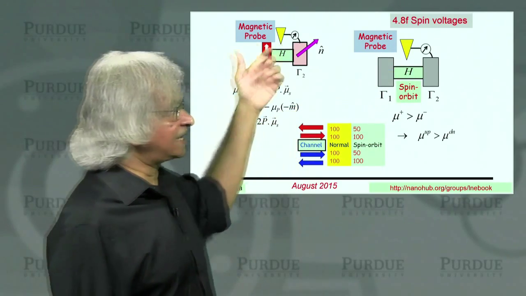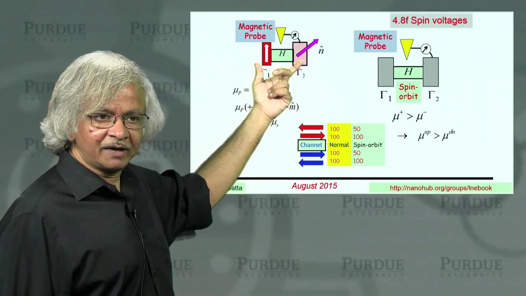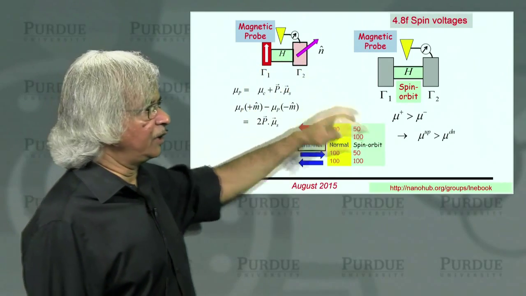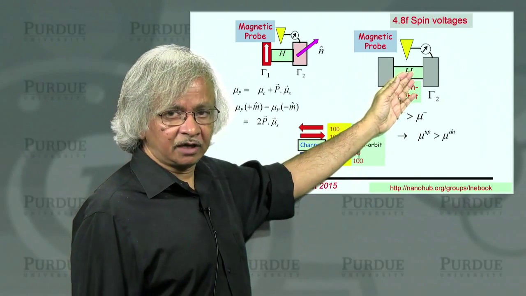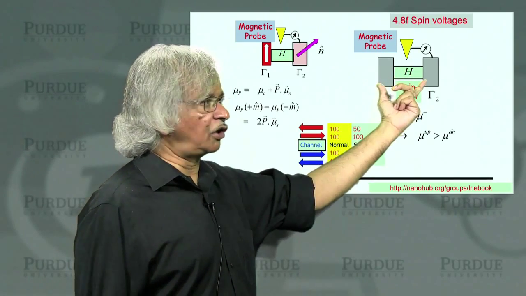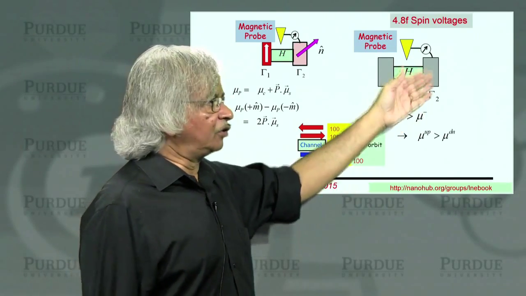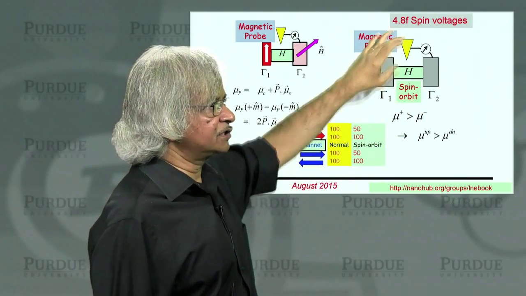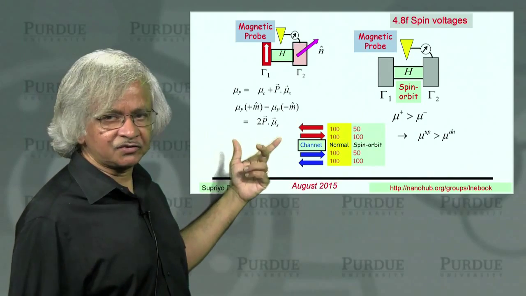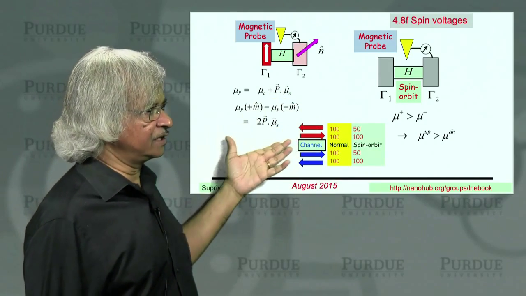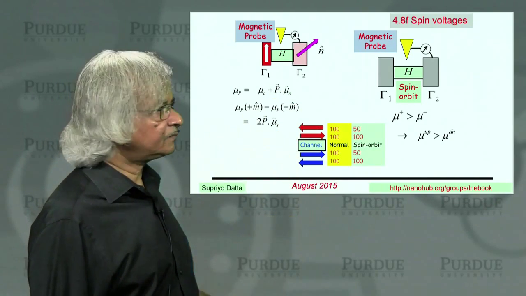That is, one way to establish spin potentials is to use magnetic contacts. Another way is to use channels with high spin orbit coupling. And then you can use ordinary contacts. But no matter how you establish it, of course, how do you measure it? Well, use a magnetic probe. That would be the straightforward way to measure spin potentials.